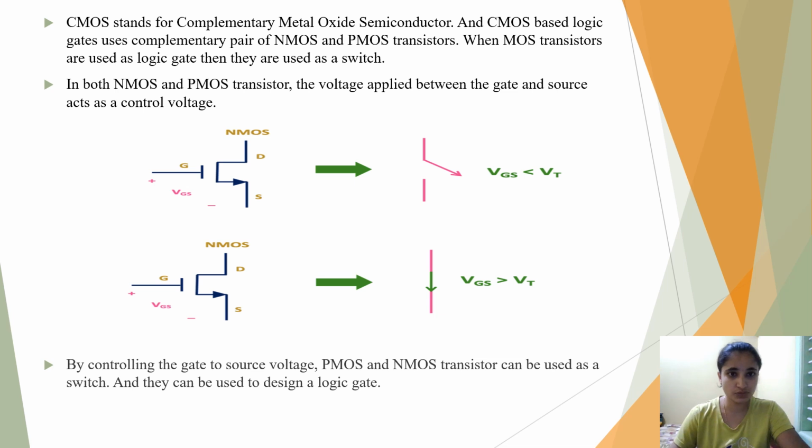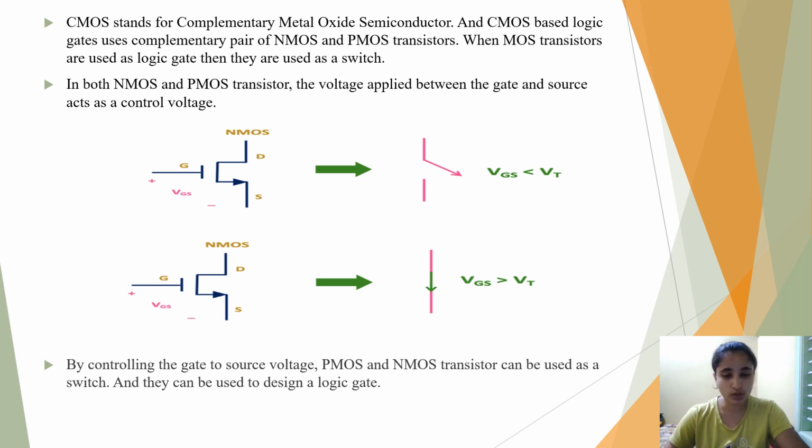So CMOS stands for complementary metal oxide semiconductor, and CMOS-based logic gates use complementary pairs of NMOS and PMOS transistors. When MOS transistors are used as logic gates, they are used as a switch. In both NMOS and PMOS transistors, the voltage applied between the gate and the source acts as a control voltage. As you see in this picture, this is an NMOS transistor, where this is a gate, this is a drain and this is a source.